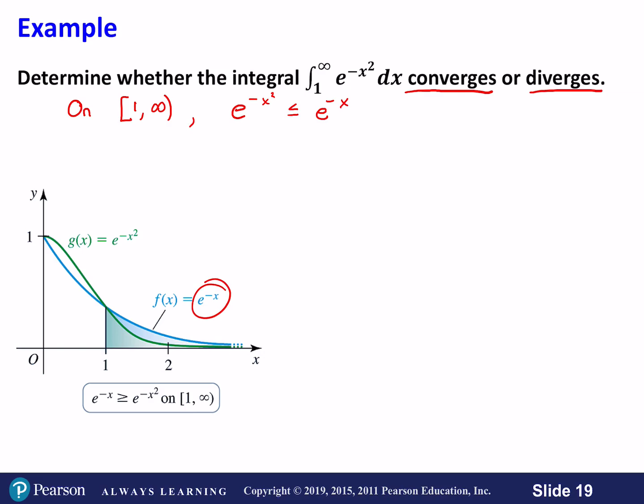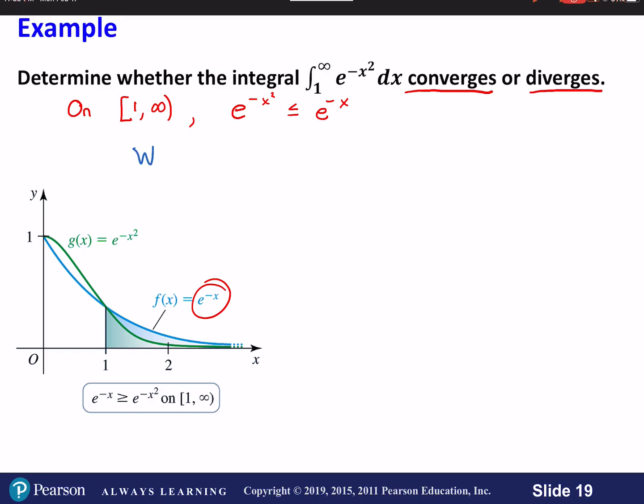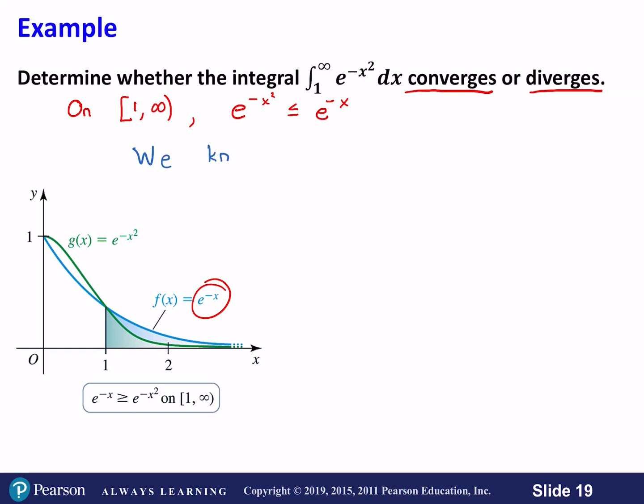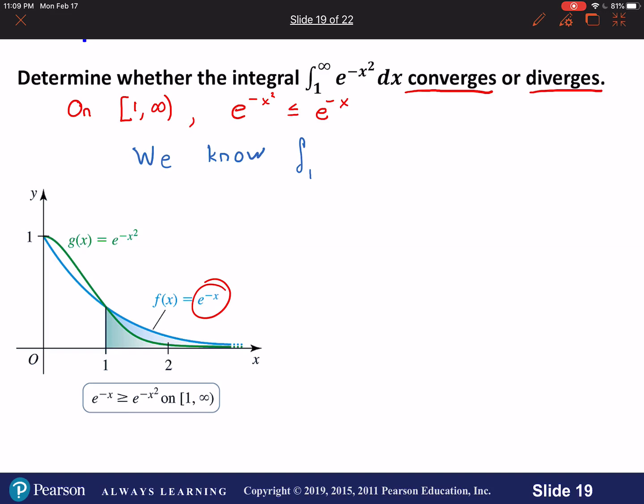So we're going to use this information to make the following conclusion. We know that the integral from 1 to infinity, actually we did 0 to infinity earlier, so let me write that down, from 0 to infinity of e to the negative x dx converges. That's an earlier example.